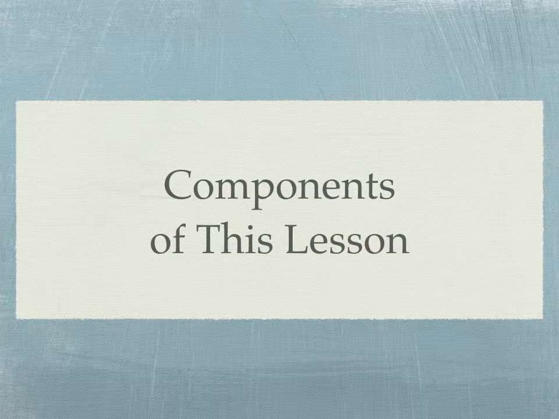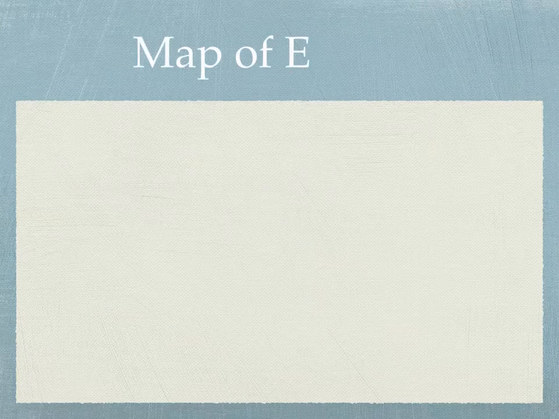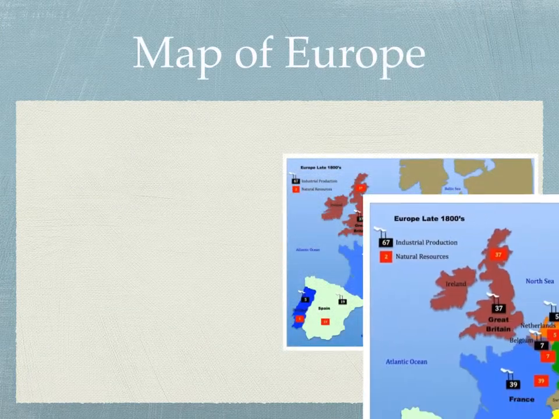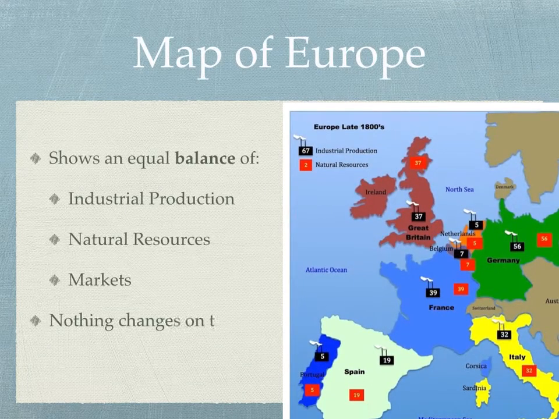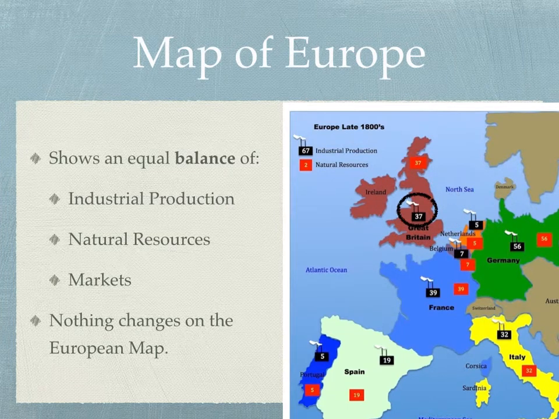These are the components of this lesson. The map of Europe shows an equal balance of industrial production, natural resources, and markets. The little factories show how much industrial production a country has. The little red squares show how many natural resources they have. Nothing changes on the map of Europe.